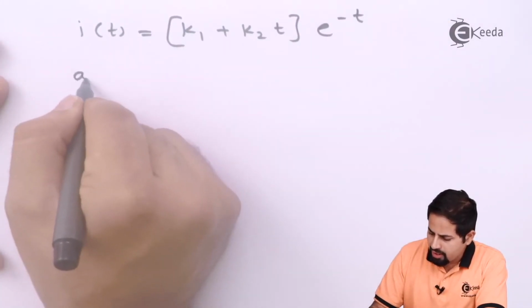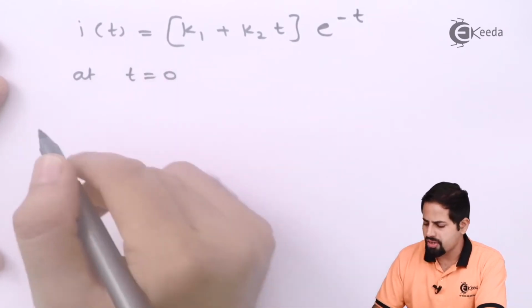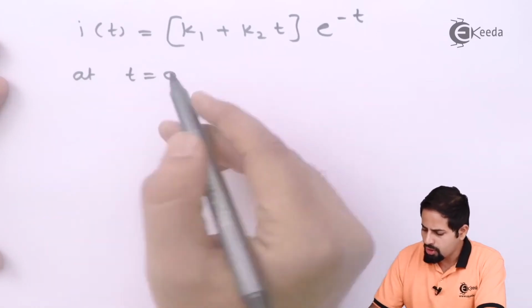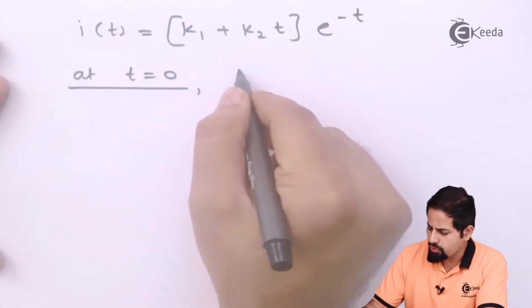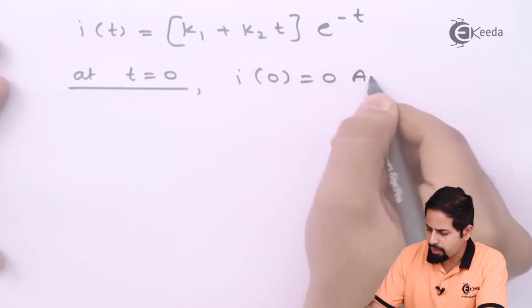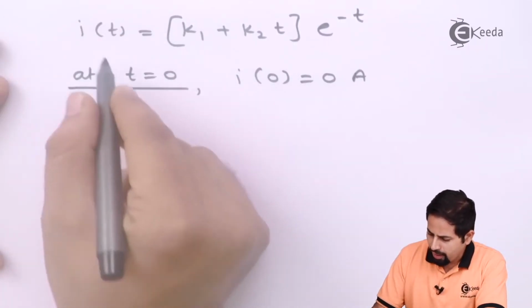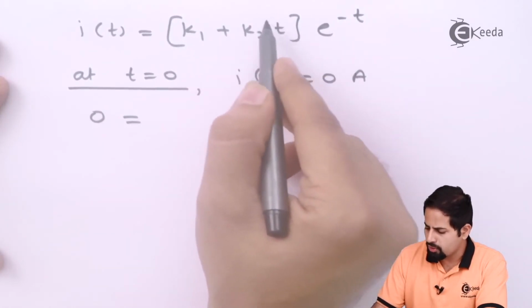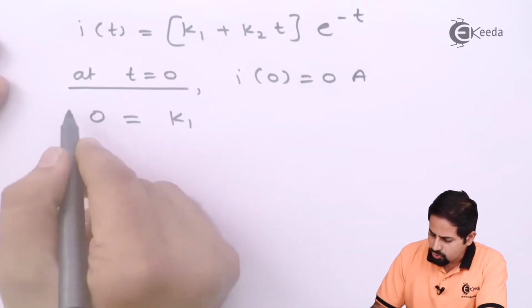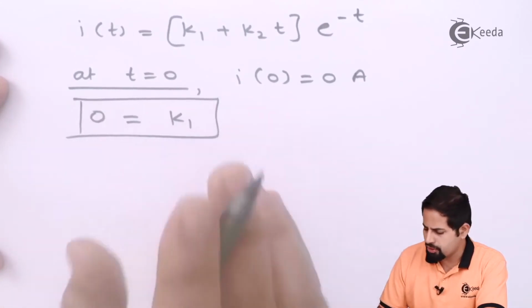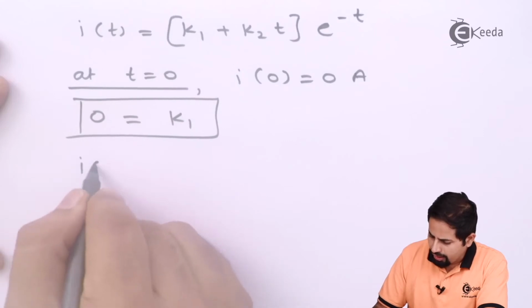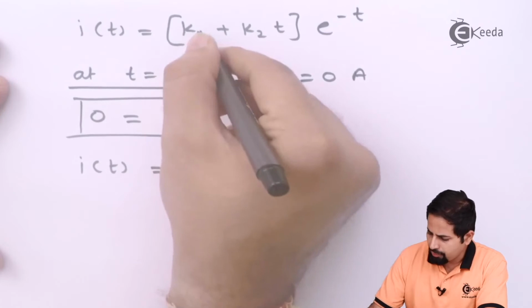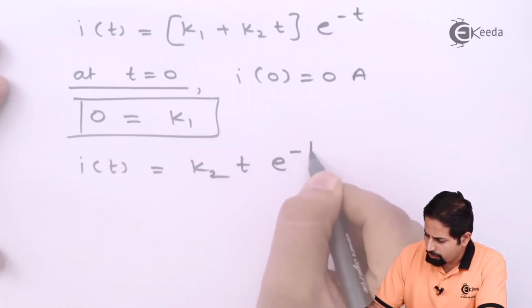At t equal to 0 we can put that condition here and get one equation, and then we will get another condition for di by dt. So let's see what happens at t equal to 0. We know that i of 0 is equal to 0 ampere. If you put it here, i of 0 equals 0; at t equal to 0 the second term becomes 0 and what I get is only k1. So k1 is 0. Now the equation reduces, with k1 being 0, to k2 into t into e to the power minus t.